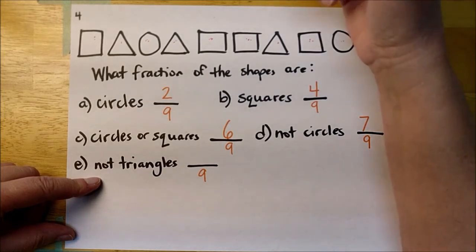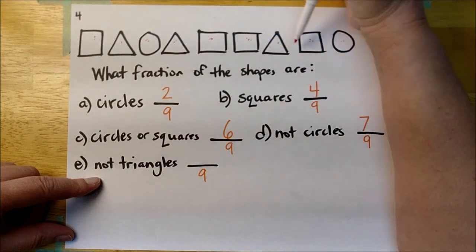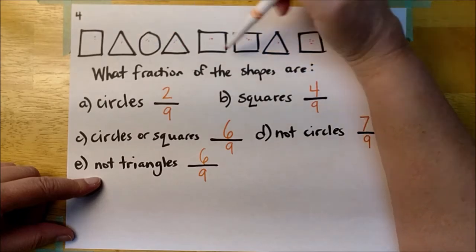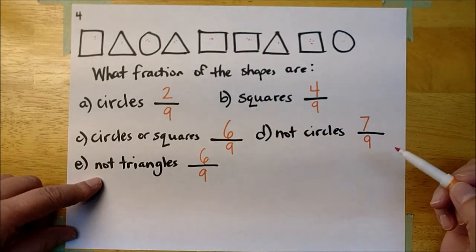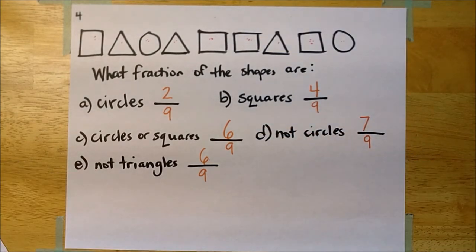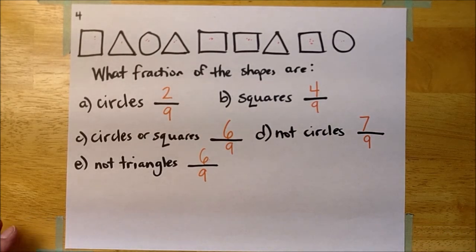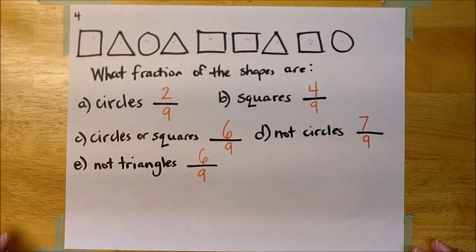Okay, well, I can count, I guess. I could go 1, 2, 3, 4, 5, 6 are not triangles. Or I can say I have 1, 2, 3 triangles. So if I take 3 away from 9, I'm left with 6. So 6 of them are not triangles. I hope that you are understanding what's going on, and I am going to pause and stop this video, and then I will start it up again in a minute.